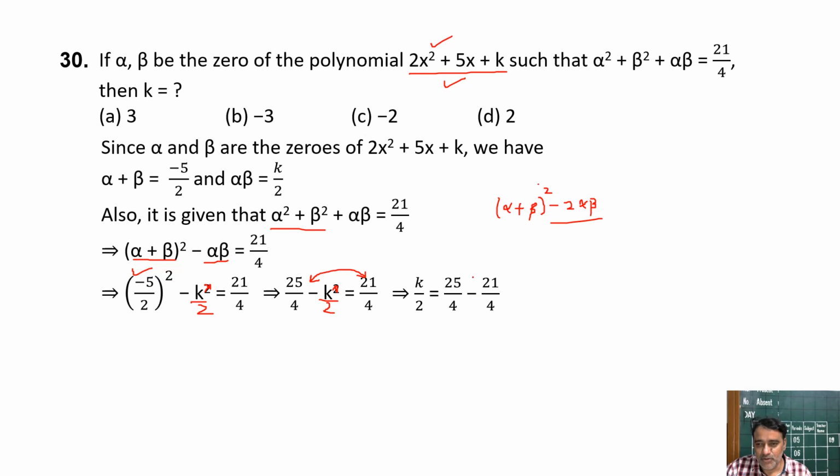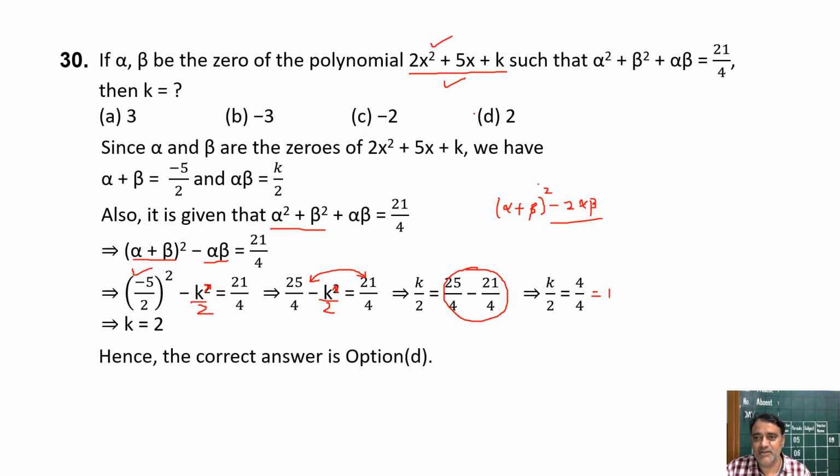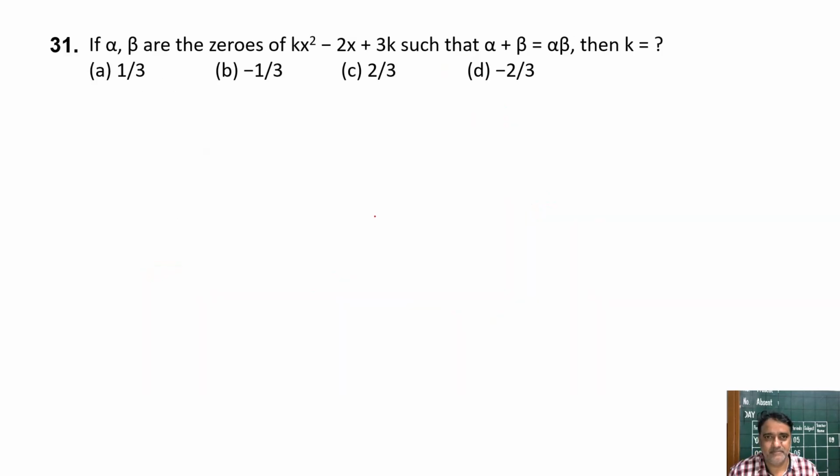Okay. So what are you going to get here? 4 by 4, that is 1. So what is the value of k? This becomes 1, so k is equal to 2. So which option is the correct one? Option D. Right. Any doubt in this question? No, sir. Okay, so now we are moving toward question number 31.